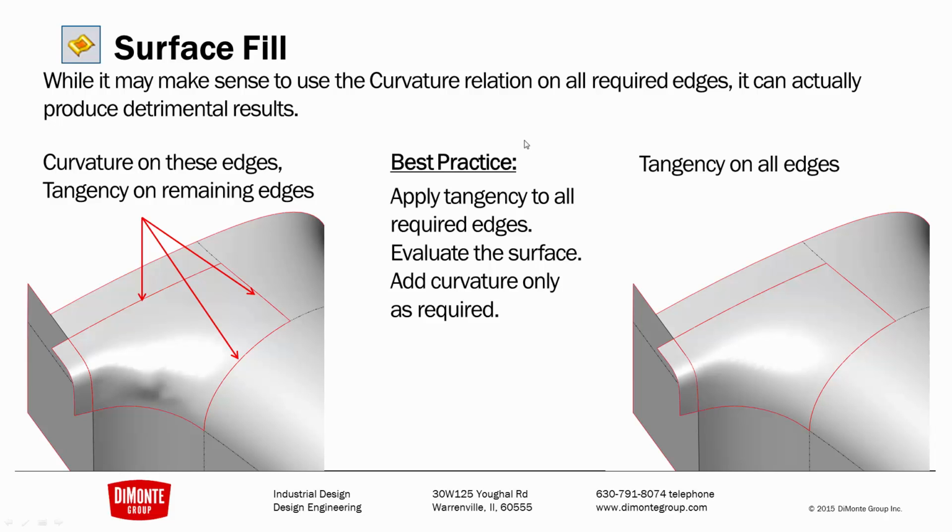As a best practice when using the surface fill tool, even though we may want a curvature continuous connection, it's best to start off with tangency on all edges instead of jumping right to curvature. Adding curvature to edges can cause bumps and dimples and ripples in the surface fill, like we see in this example where curvature is applied to these 3 edges. Whereas with tangency, I have much cleaner geometry. It's always better to start with the tangent relation and then use those surface analysis tools we talked about earlier, the zebra stripes and the curvature display, to evaluate just how good your connection is.